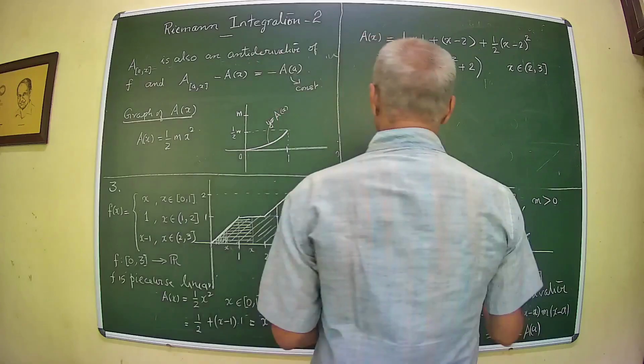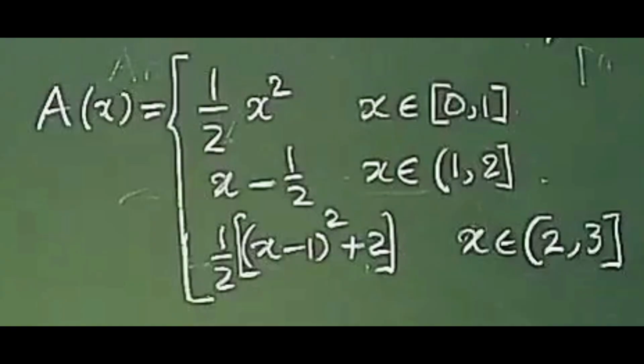Okay, so what is A(x)? Half of x square for x belonging to [0,1]. This is equal to x minus half for x belonging to [1,2], and this is equal to the third expression for x belonging to [2,3]. So let us draw the graph of this.